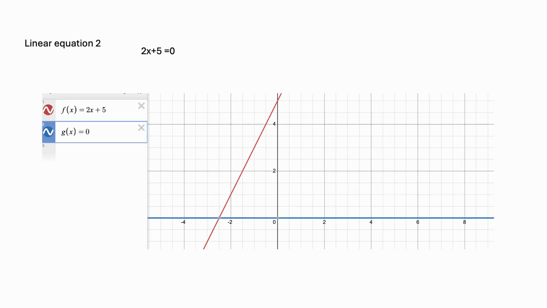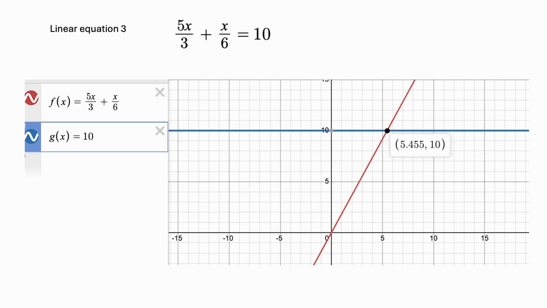A more familiar form of linear equation is pretty much like this, where g(x) is 0, and it is still a constant function, which means it is always 0. There is only one point where f(x) equals g(x), which is the solution of this equation. In linear equation 3, the left-hand side is still a linear function, which is the red line. The blue line is a constant function, which is 10, and the solution is 5.455.